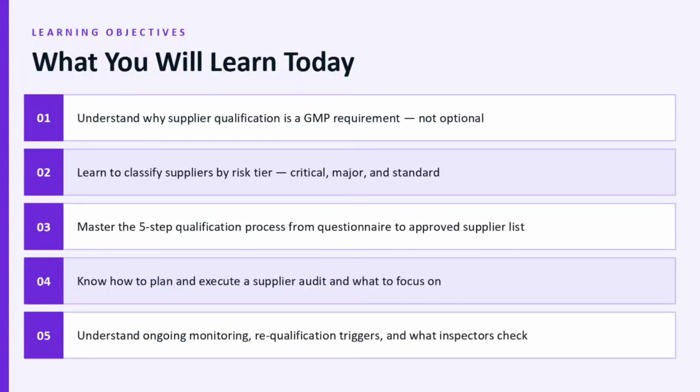Number 3, you will master the 5-step qualification process from the initial questionnaire through to entry on your approved supplier list. Number 4, you will know how to plan and execute a supplier audit, and what specific areas to focus on during the visit. Number 5, you will understand ongoing monitoring, the triggers that require requalification, and exactly what inspectors check when they review your supplier qualification files.